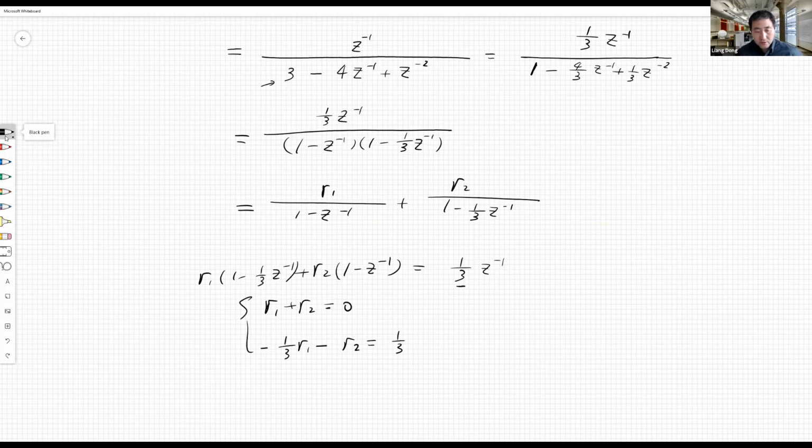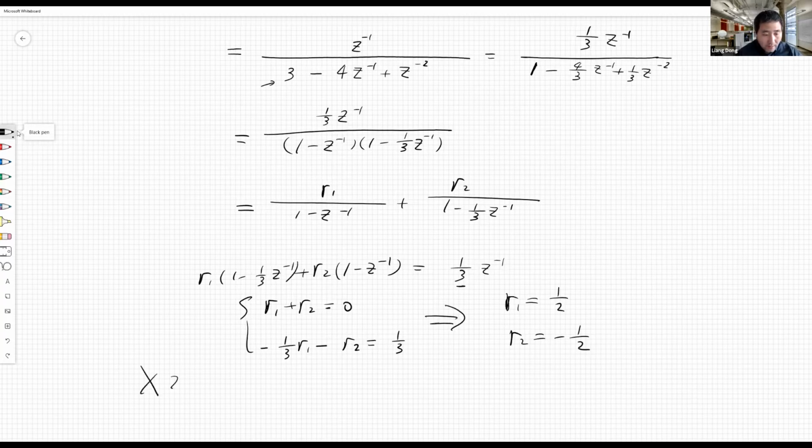So in this case, it's easy to calculate. I'm just writing this to find R1 and R2. Solving this equation, we find R1 is 1 over 2 and R2 is negative 1 over 2. So that solves those two residuals, R1 and R2.